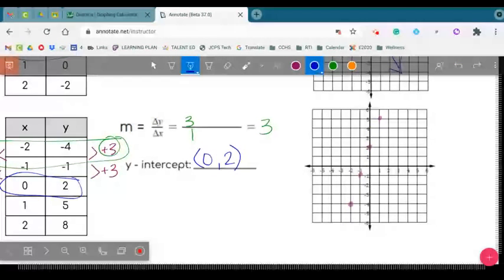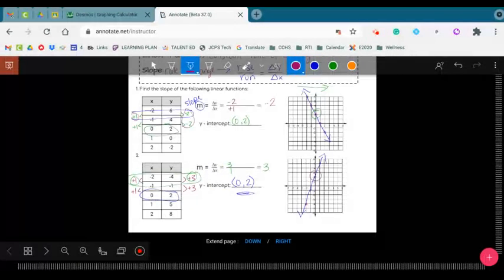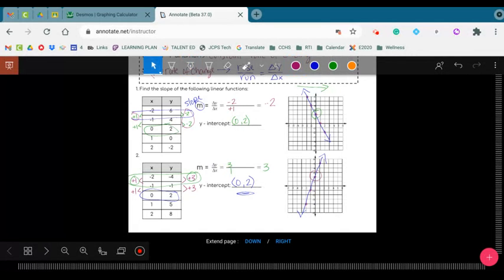Ooh, I cannot draw a straight line right now, you guys. Okay, there you go. So if you look at it, confirm, is our y-intercept 2? Yes, it crosses the y-axis at 0, 2. Okay, let's go on to the back page.